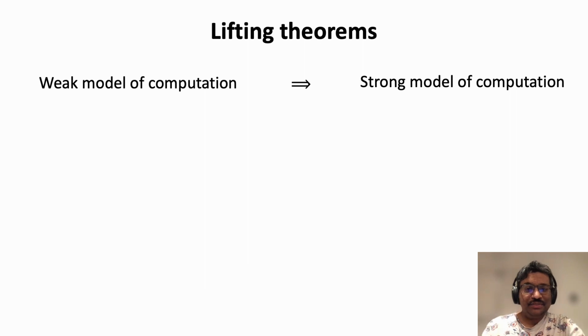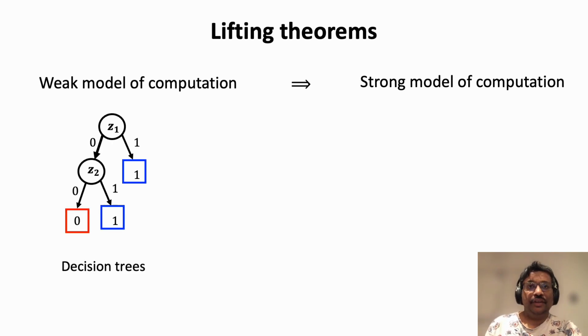Lifting theorems, as the name suggests, lift results from a weak model of computation to a strong model of computation. So here is a weak model of computation that's used in standard lifting theorems. It's the model of decision trees. Decision trees are a simple model, but powerful enough to capture many revolutionary algorithms in areas like learning algorithms or quantum algorithms. So they are simple but powerful.